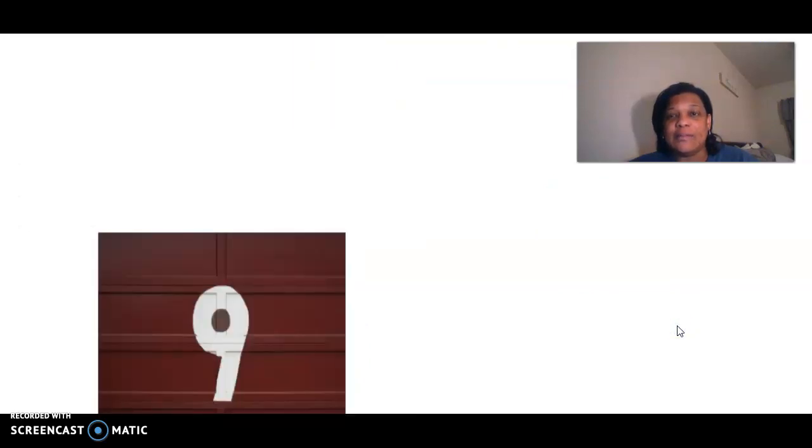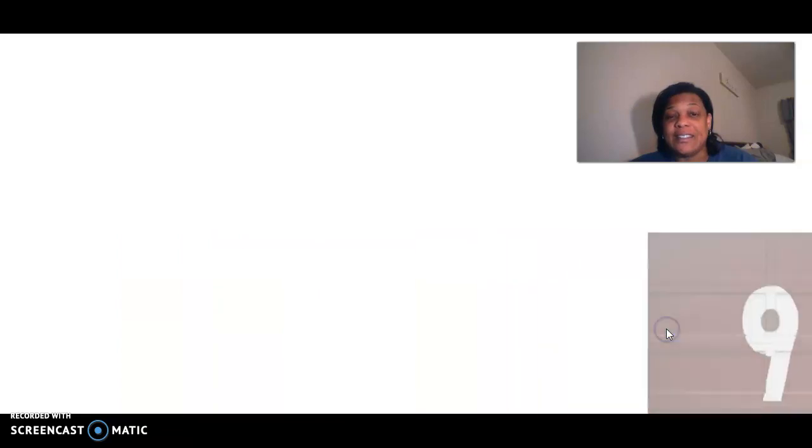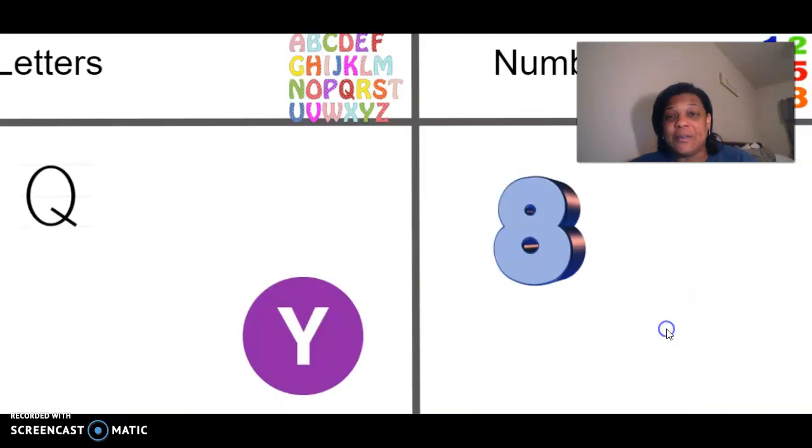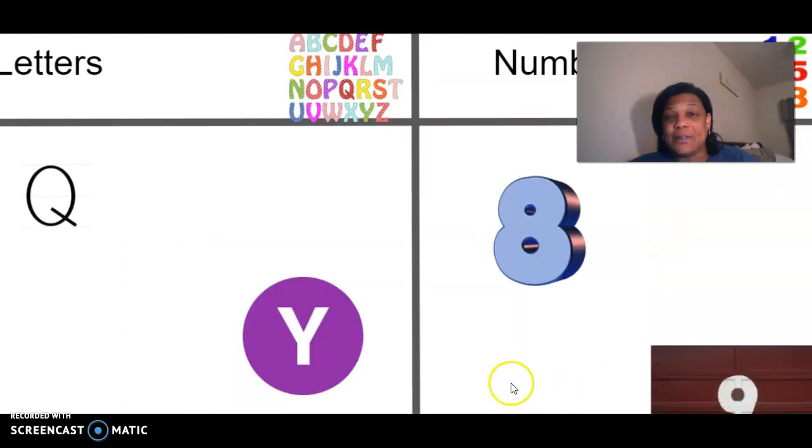The last one? That's right, it's a number. This one's a little confusing. Looks like a 6, but it is a 9. 9 comes before 10. And it will go on the side with numbers.